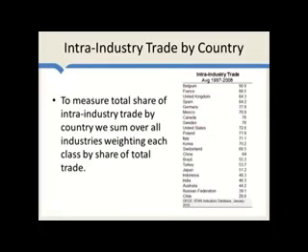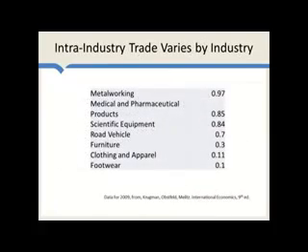Intra-industry trade also varies by the industry that we're talking about. So for medical and pharmaceutical products, the United States both exports a lot of these products, but it imports a lot of them as well. So intra-industry trade is very high. On the other hand, for footwear, the United States mostly imports footwear. It doesn't export footwear. And for other countries as well, the other countries may export a lot of footwear and not import a lot of footwear. So around the world, in fact, footwear tends to have low intra-industry trade. You're either exporting it or you're importing it, not both.